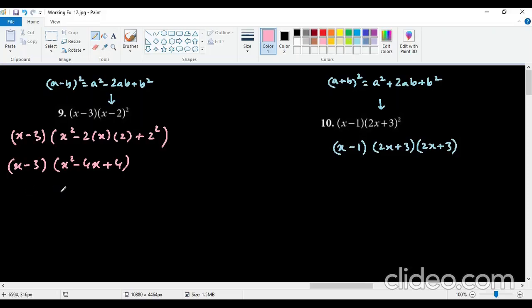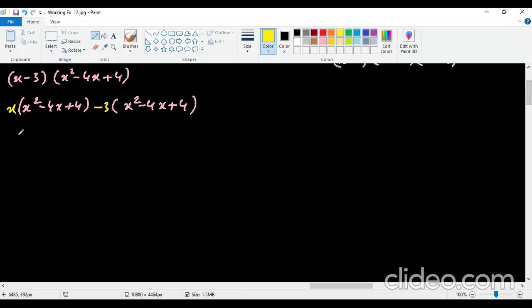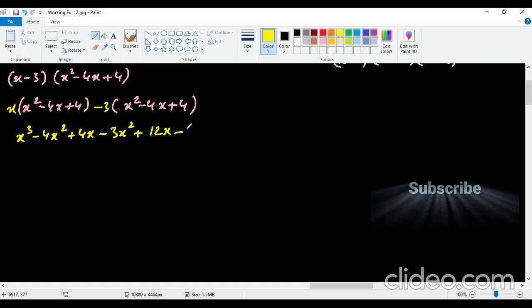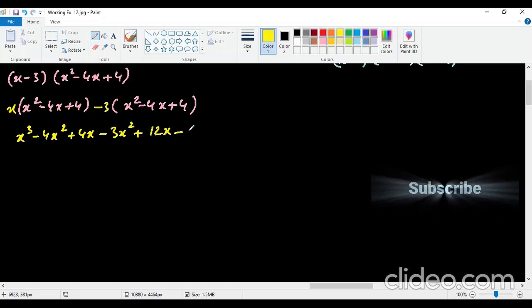Now I need to multiply x square minus 4x plus 4 two different times, first with x and second with minus 3. I will multiply this first by x and second by minus 3. So in here, this is going to give me x cube minus 4x square plus 4x minus 3x square, minus is a plus, 3 times 4 is a 12x, and minus plus minus, minus plus is a minus, 3 times 4 is going to give you a 12.